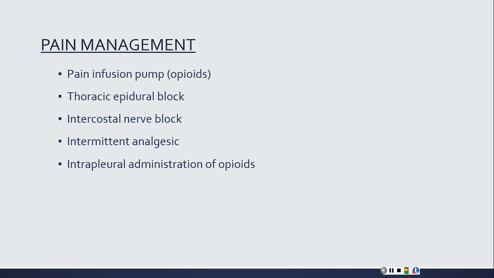All right. So, there we go. We're going to look at pain here. A pain infusion pump may be used. They may go in and do a thoracic epidural block or an intercostal nerve block. It just depends on where the location of the pain is. They may go in and take away some of that pain with analgesic blocks. Intermittent analgesics is just your POs and your IV pain medicines that we would give on a PRN basis. And then they may actually go into the interpleural space and do administration of opioids.